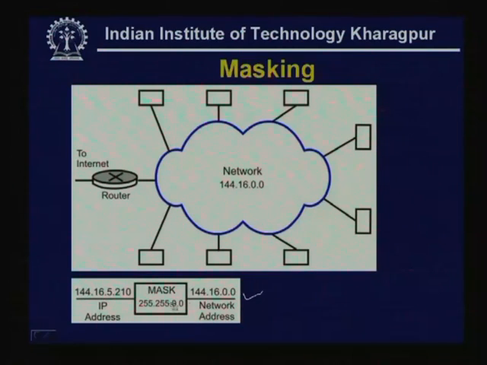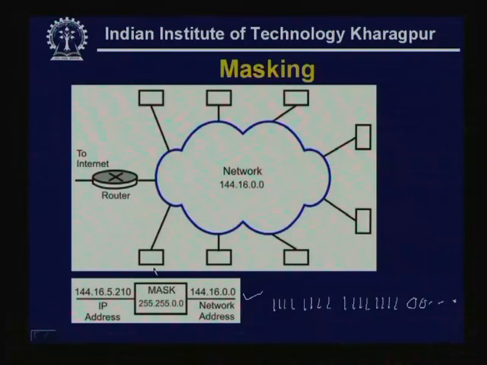That means the mask is 255.255.0.0, that means the first 16 bits are all 1, and the remaining bits are 0. This is ANDed with 144.16.5.210 to filter out the net ID. So, here it is 144.16.0.0, then this is looked up in the table of the router, and if there is a match, then it receives it, otherwise it is not allowed to pass through the router. So, if this matches, then it sends it to this network.